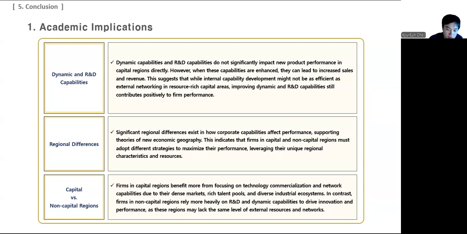Next, I observed significant regional differences, suggesting firms in different regions need different strategies to maximize their performance. Lastly, firms in capital regions benefit from focusing on TCC and NC, while those in non-capital regions rely more on R&D and DC due to fewer external resources and networks.